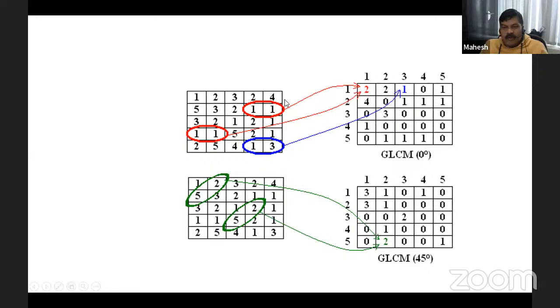2 followed by 4 is 1 time. So that's why 2 followed by 4 is 1 time. 1 followed by 4, 1 followed by 4 is not there, so it's a 0. In this way, we can compute a GLCM.